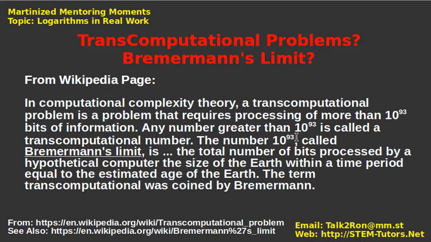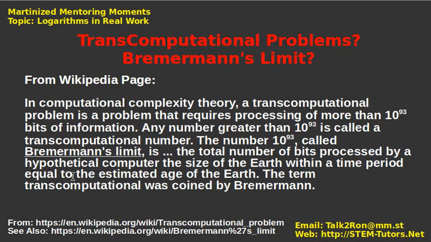Any number greater than 10 to the 93 is called a transcomputational number. The number 10 to the 93, called Bremermann's limit, is the total number of bits processed by a hypothetical computer the size of the Earth within a time period equal to the estimated age of the Earth, approximately 4.5 billion years. The term transcomputational was coined by Bremermann, so I encourage you to go look at these Wikipedia pages, especially this one about Bremermann's limit where it discusses the power requirements of such a computer. In other words, there's probably not enough energy to actually run such a computer if it existed.